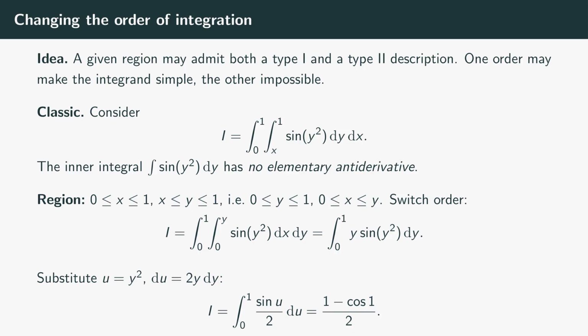Here's a tactical lesson that pays for itself many times over: changing the order of integration. The same region can often be described both as type 1 and as type 2, and the corresponding iterated integrals look different.